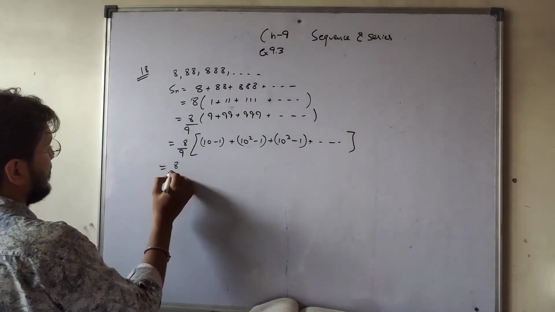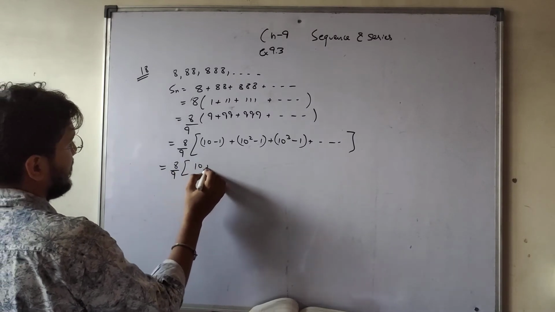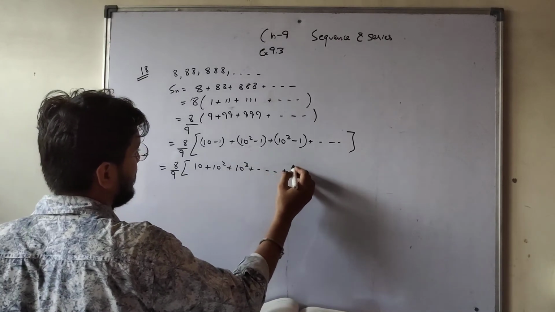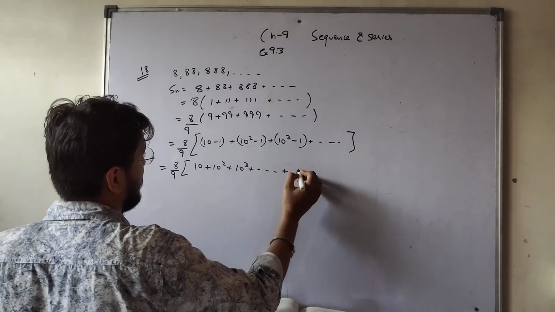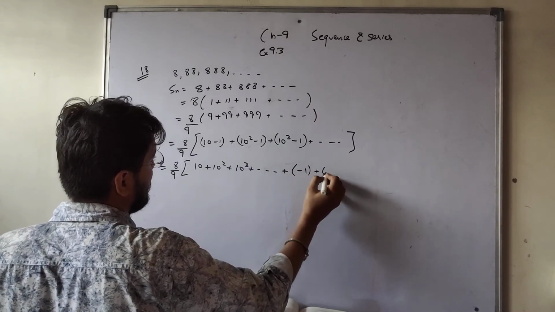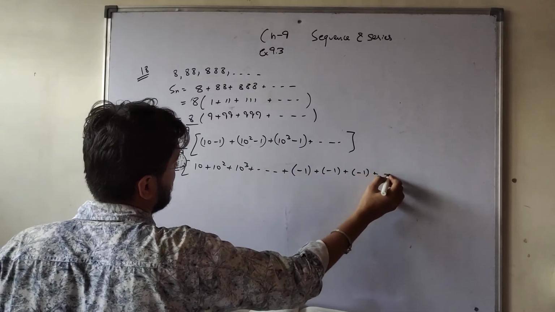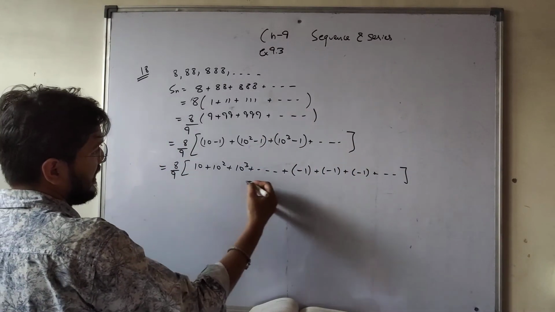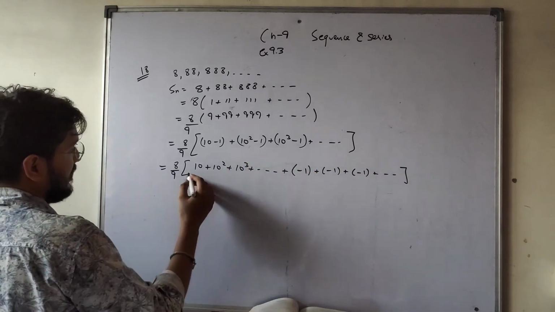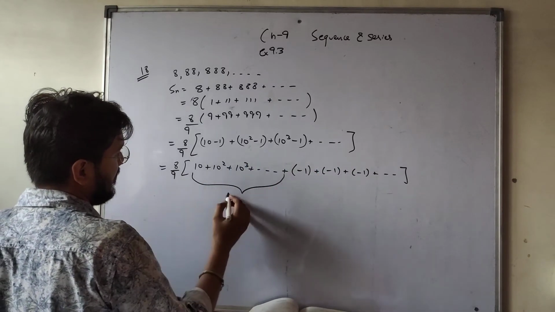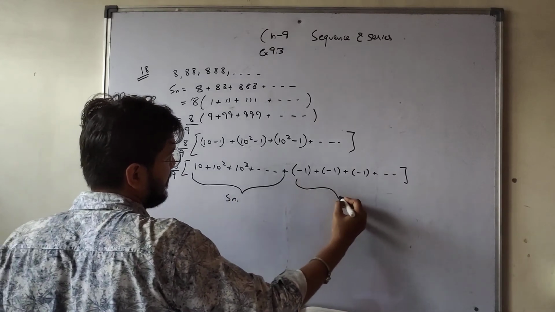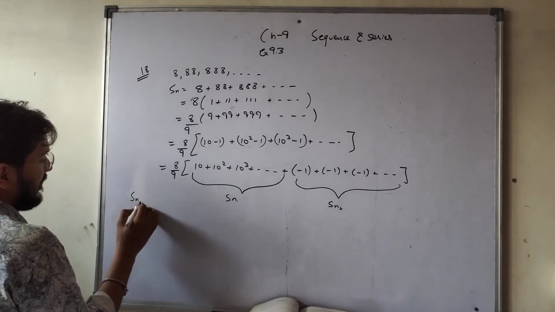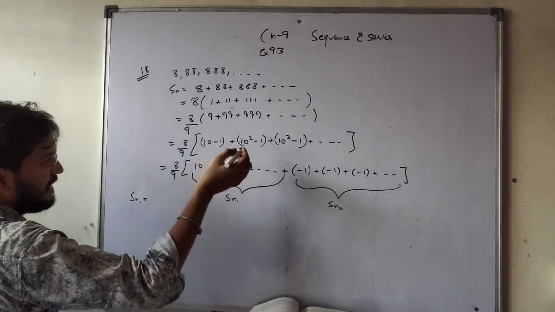So 8 upon 9, 10 plus 10 square plus 10 cube plus so on, plus minus 1 plus minus 1 plus minus 1 plus up to n terms. Let this be Sn1 and this be Sn2. So Sn1 is equal to 10 plus 10 square plus 10 cube.